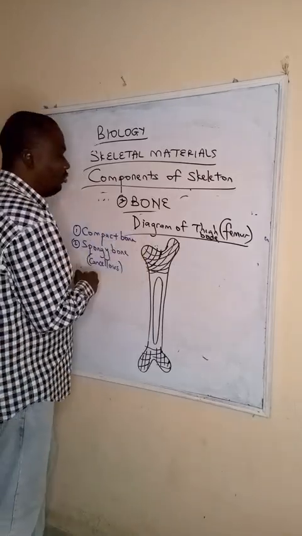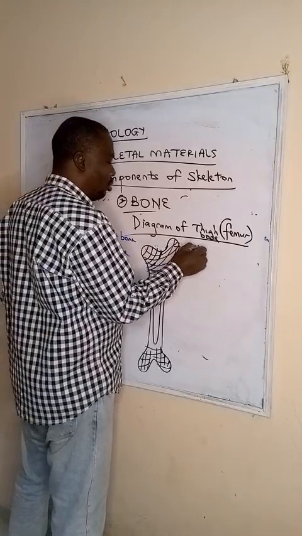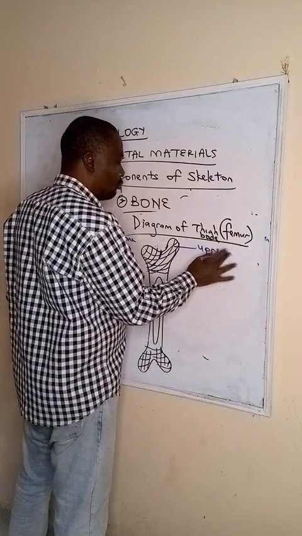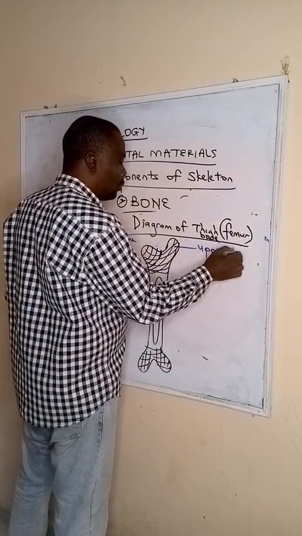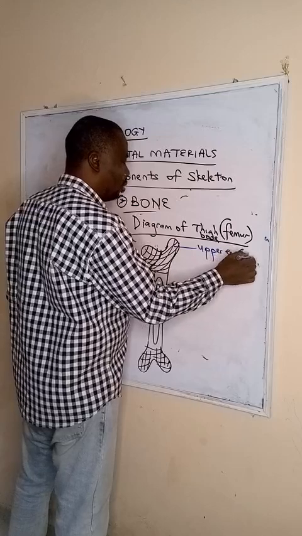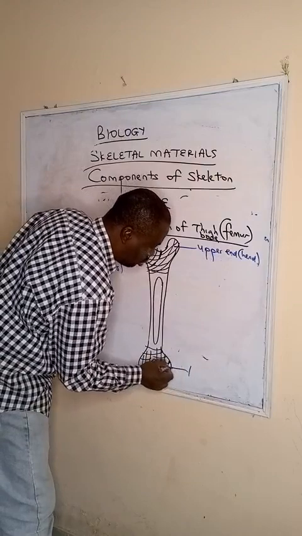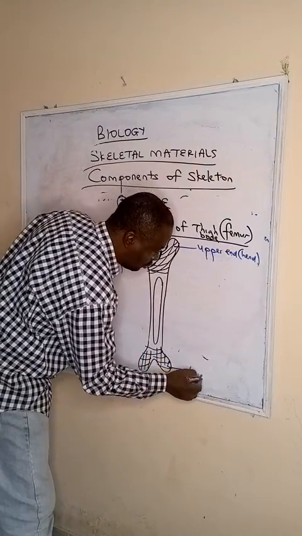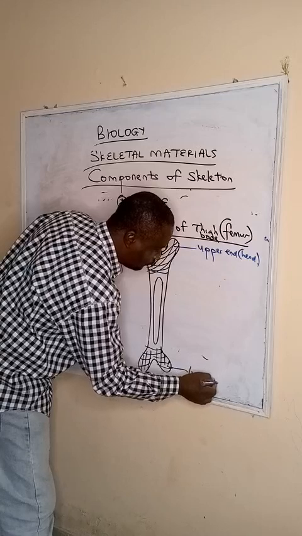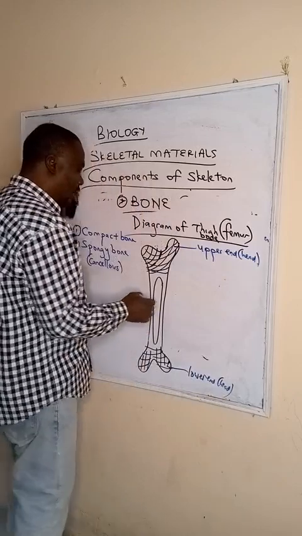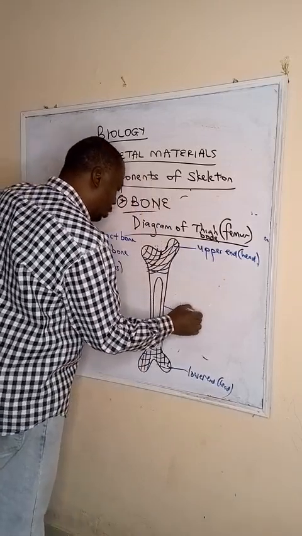So this is what is called the upper end. Call it the head. Then the lower end. So they call it the proximal or distal end. They have the shaft.